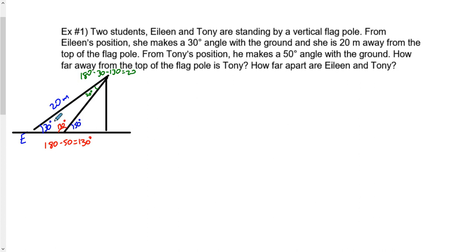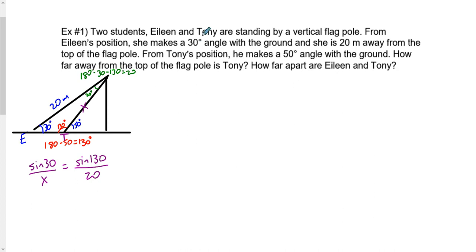So we can have a whole bunch of information. Now what we really need here is we need to know how far away from the top of the flagpole is Tony. So the question is asking, oh, sorry, maybe I should identify that Tony is right there. We need to know, what is that? Well, we have all the information that we actually need. We have an angle and a side across from it. We have an angle, and we're trying to find out the side across from it. So sine of 30 over x would equal the sine of 130 over 20.